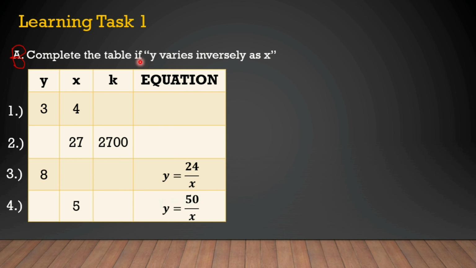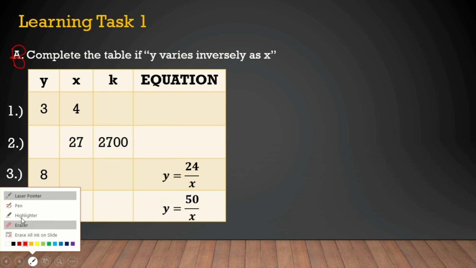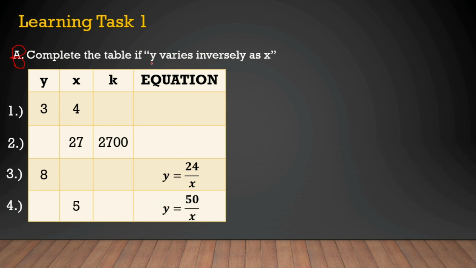Okay, so complete the table if y varies inversely as x. So, una, ita-translate natin yung statement na ito. Y varies inversely as x. So, ito yung magiging translation niya. Y is equals to k over x or k is equals to xy. So, ito yung constant of variation formula.